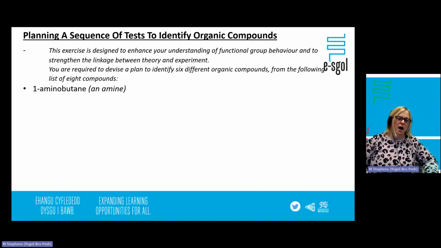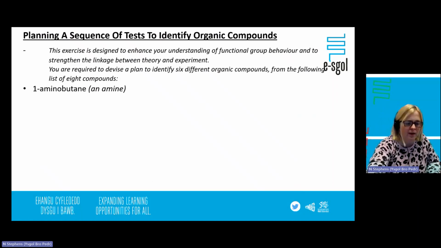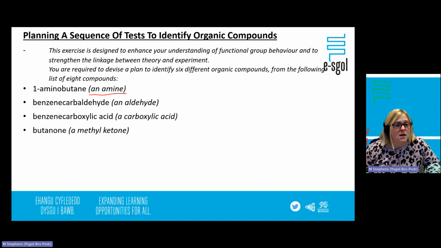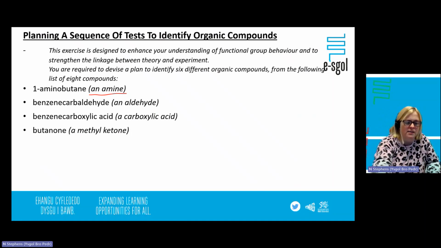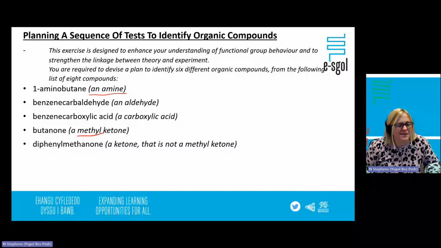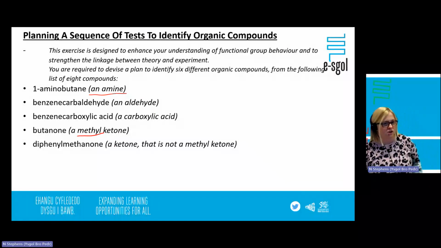So the key thing I encourage my pupils to do is, before you do anything else, identify what the class of compound is. So we've got the amine there, followed by an aldehyde. We've got a carboxylic acid. We've got a methyl ketone. Now, this is key because we have another ketone, but not a methyl ketone. It doesn't really matter what the other ketone was, as long as it wasn't a methyl ketone.